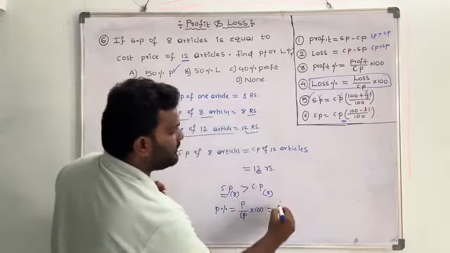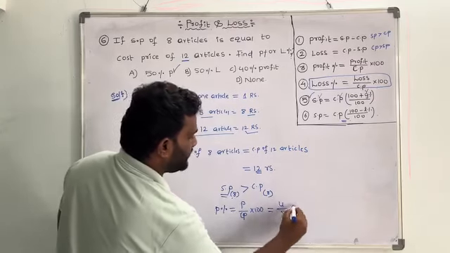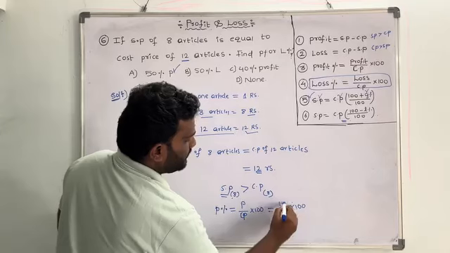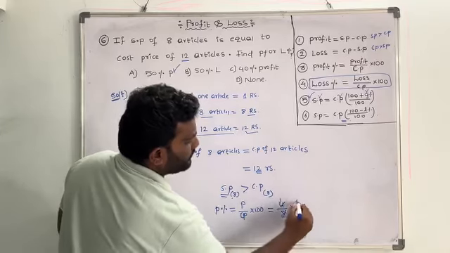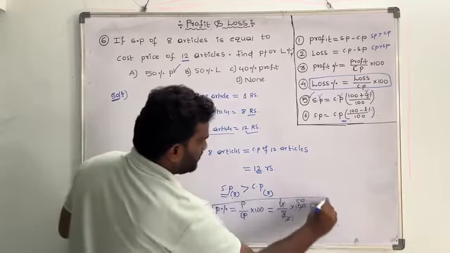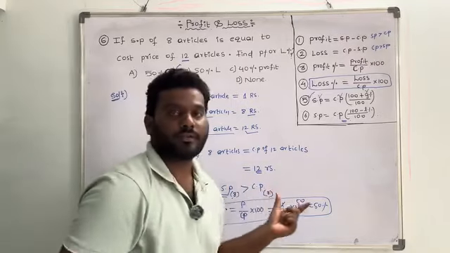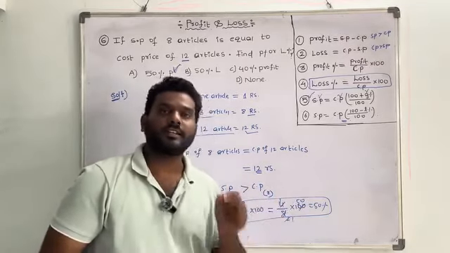8. 12 minus 8 is 4. 4 by, what is the cost price again? 8 into 100. 4 ones are 4, twos are 2, ones are 2, 50, again a positive number. Profit percentage is equal to 50 percent. Option A is the right answer. This is the method to solve this question, and the first one is the short trick.